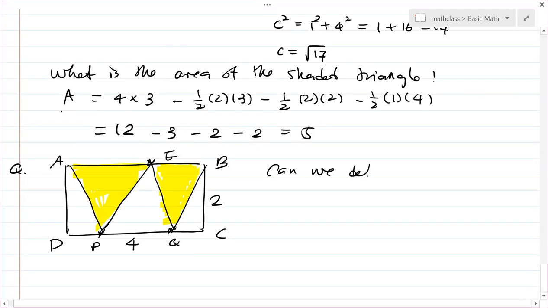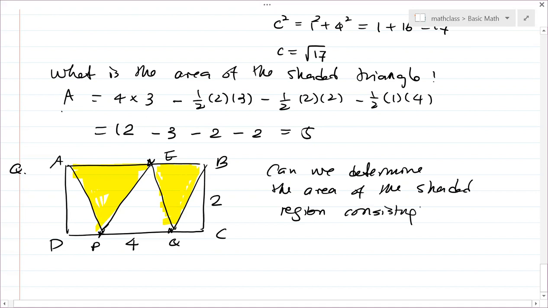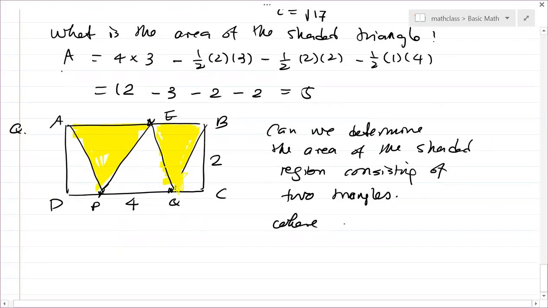Can we determine the area of the shaded region? Why? If the answer is yes. The shaded region consists of 2 triangles. Okay, and where E, P, Q are not fixed. They are just moving, shaking.